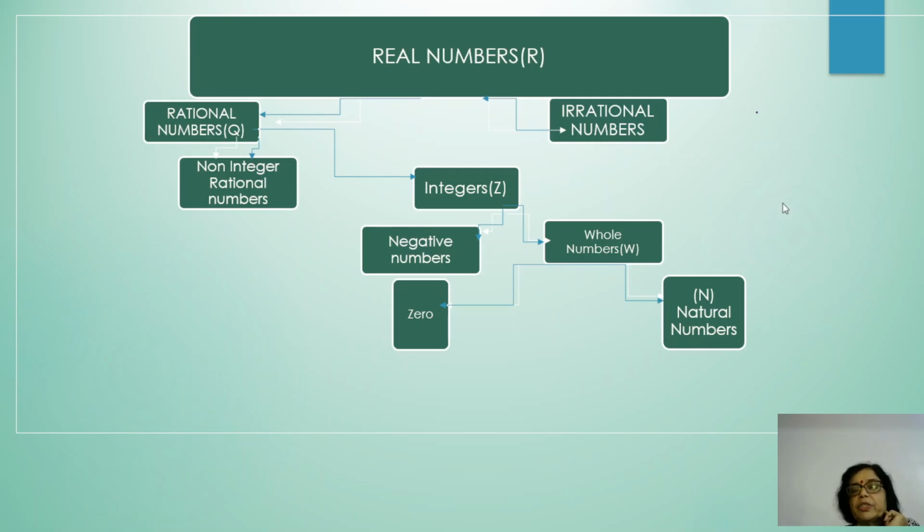Now, how do we differentiate between rational and irrational numbers? What are the basic bifurcation rules for rational and irrational numbers? Let's try to understand that. All rational numbers can be represented in the form of p by q, where p and q are any integers. They can be positive or negative, and q is never equal to 0. So that has to be kept in mind. q can never be equal to 0. But irrational numbers cannot be represented in this format.